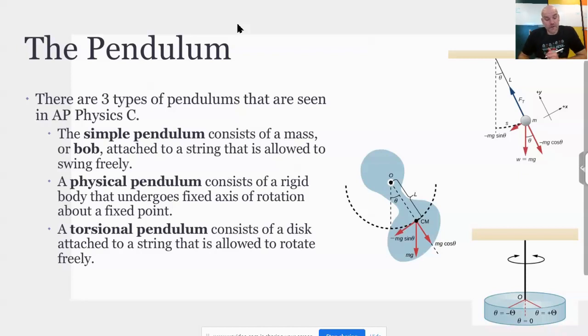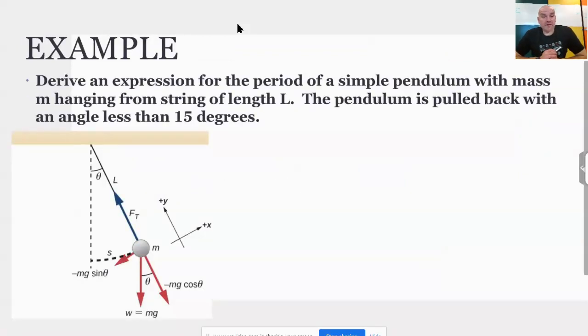All right, so here in this question, derive an expression for the period of a simple pendulum of mass m hanging from a string of length L. The pendulum is pulled back with an angle less than 15 degrees. Now, the less than 15 degrees is going to help us because it's going to allow us to look at what we call a small angle approximation.